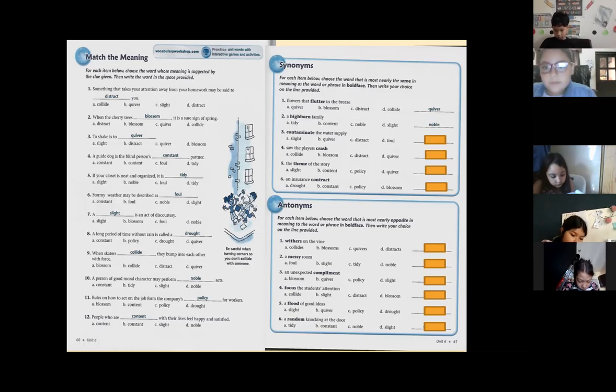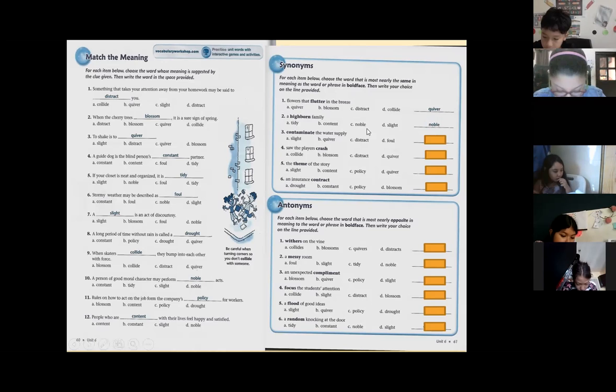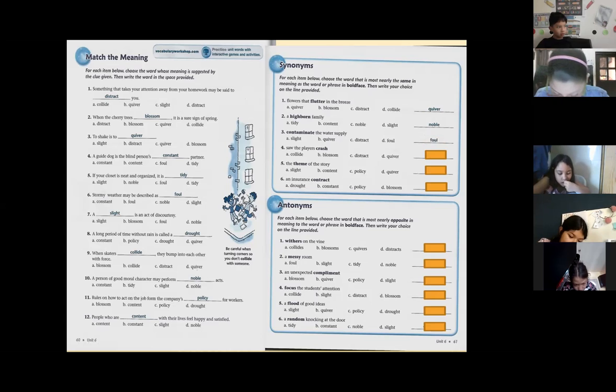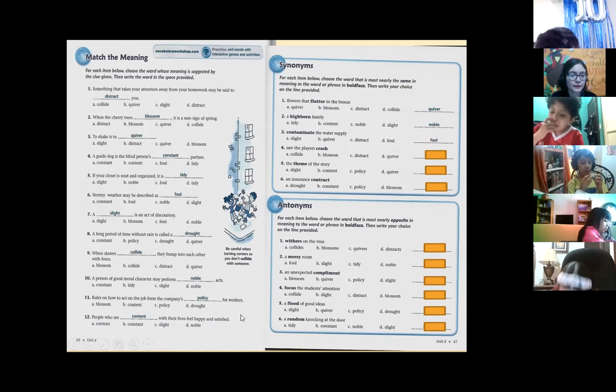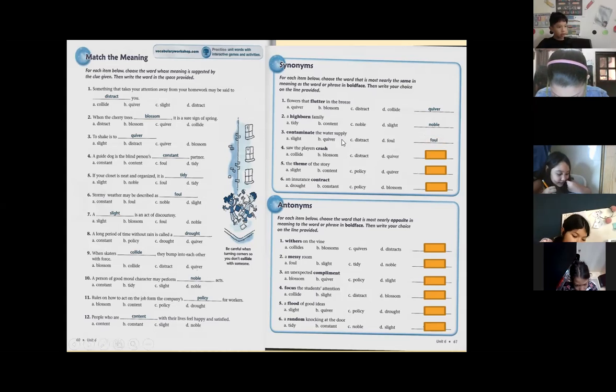That's right. A highborn family. It's a noble family. What about contaminate the water supply? For contaminate, what is the first synonym? Foul. It's foul. That's right. Foul. It's to contaminate. Why is it a synonym? To be dirty, contaminated. Excellent, Marcelo. Number four is the next. Some players collide. Excellent. Cross collide means collide. Thank you, Sian.